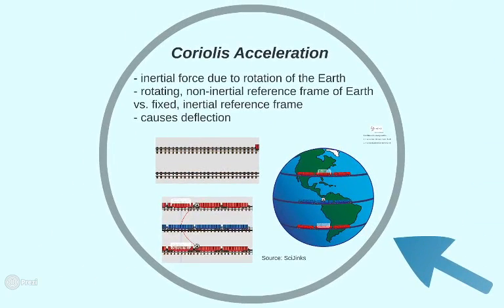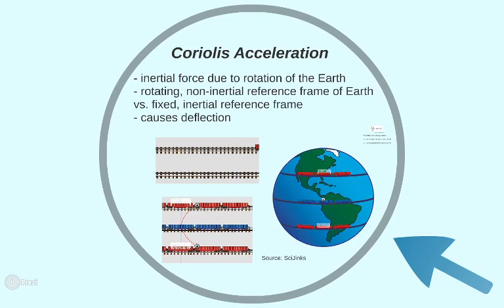Now on to the other component of geostrophic balance, which is the Coriolis acceleration. The Coriolis acceleration is technically not a force. It's often referred to as an inertial force, or a fictitious force, and it comes about due to the rotation of the Earth.